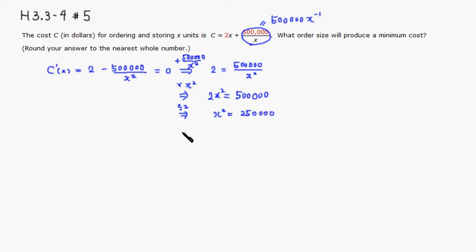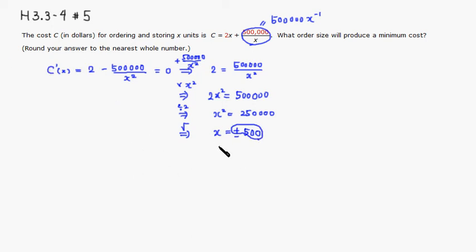250,000. Then we take the square root of both sides, so x is going to be equal to the square root of 250,000, which is 500. So it's actually plus or minus, but since we only consider the number of units, it's just going to be positive 500.